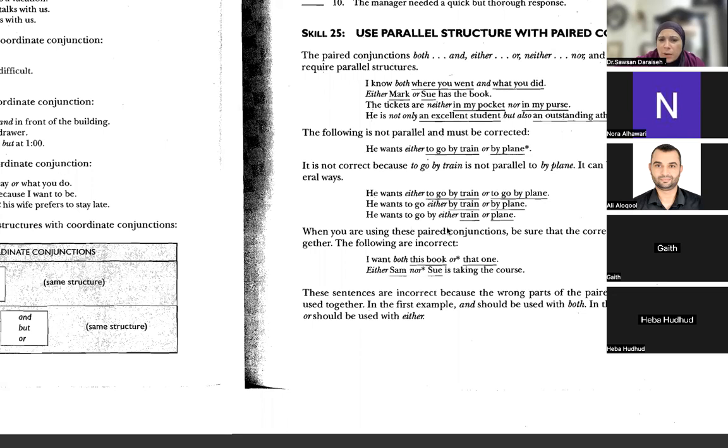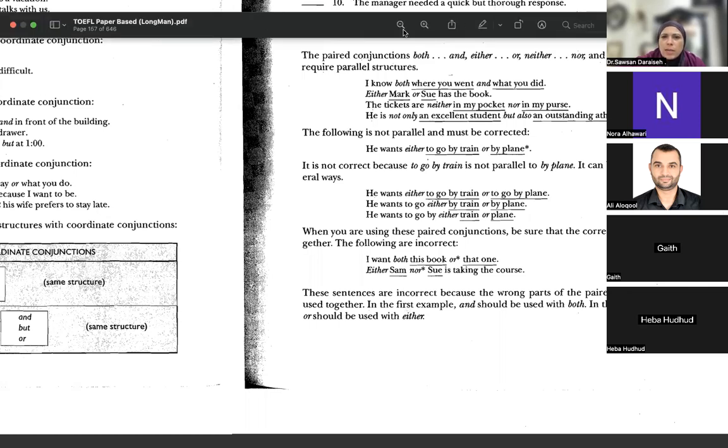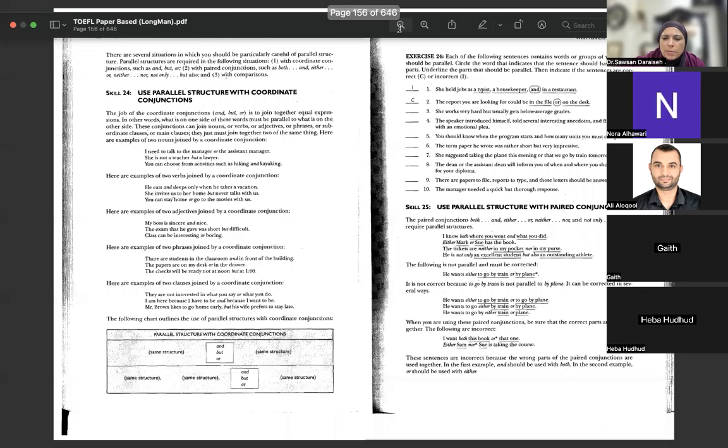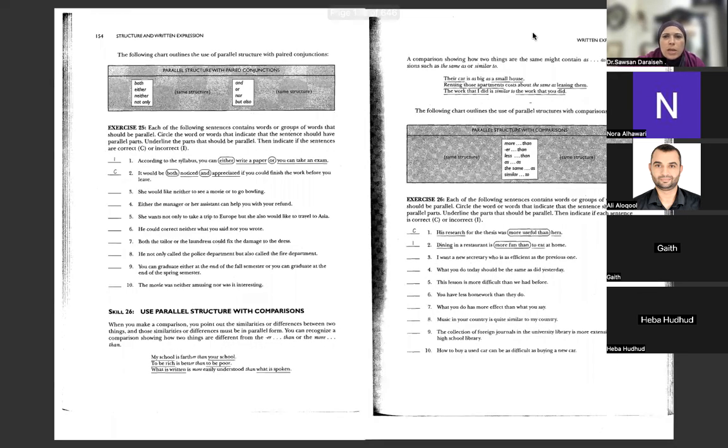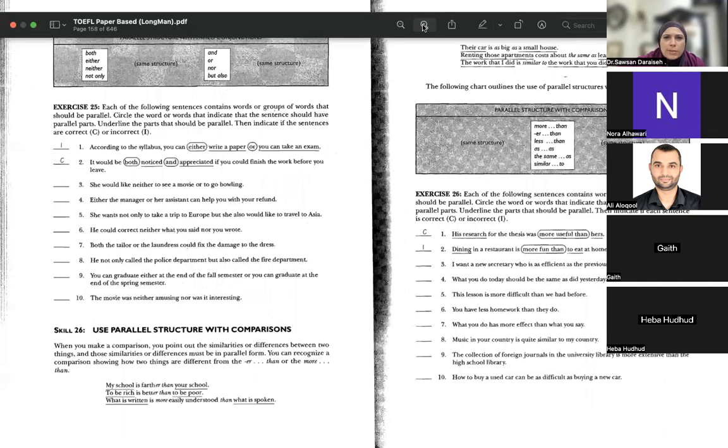So these sentences are incorrect, as we said, and we discussed each one, because the wrong parts of the paired conjunctions are used together. They can't be used here. In the first example, "and" should be used with "both". In the second example, "or" should be used with "either". So what do we need here? "Or". Now we want to move on to the exercises right now. And I want to listen to you working with me on these exercises, okay?